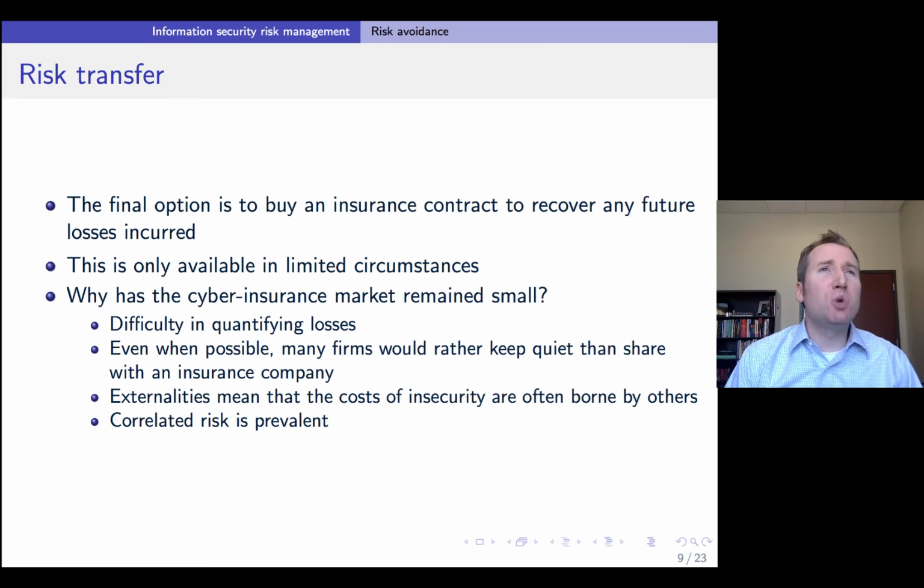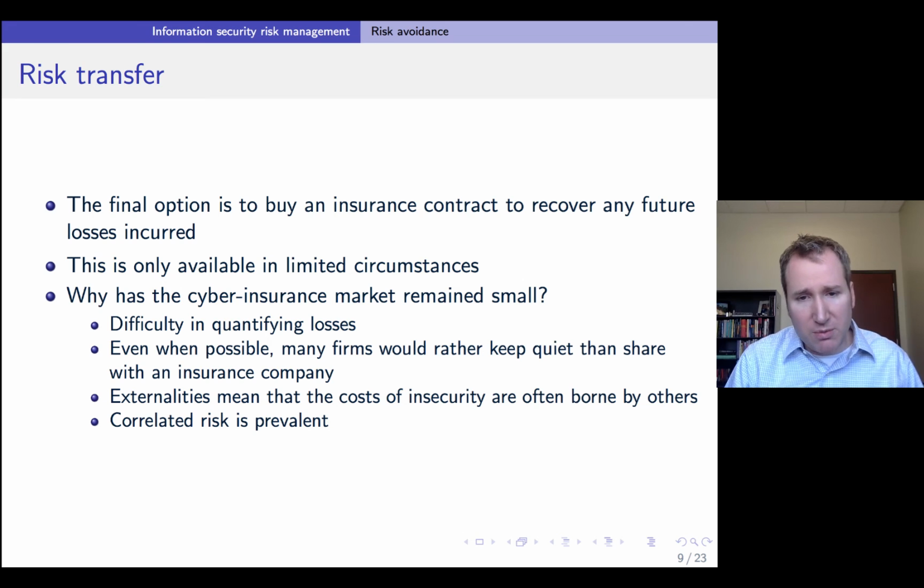And even if you could, let's say you could identify what your dollar exposure is, if companies are given the choice of whether they should disclose this to their insurance company and then potentially suffer the reputational damage of this information getting out in the public, or they could keep quiet and then pay the direct cost themselves and try to avoid the reputational costs, many will choose the latter, to just keep quiet. Then, as we've discussed in this class, there are externalities, where if the costs of insecurity are borne by others, then you don't need to buy cyber insurance if the harm is actually being felt by somebody else.